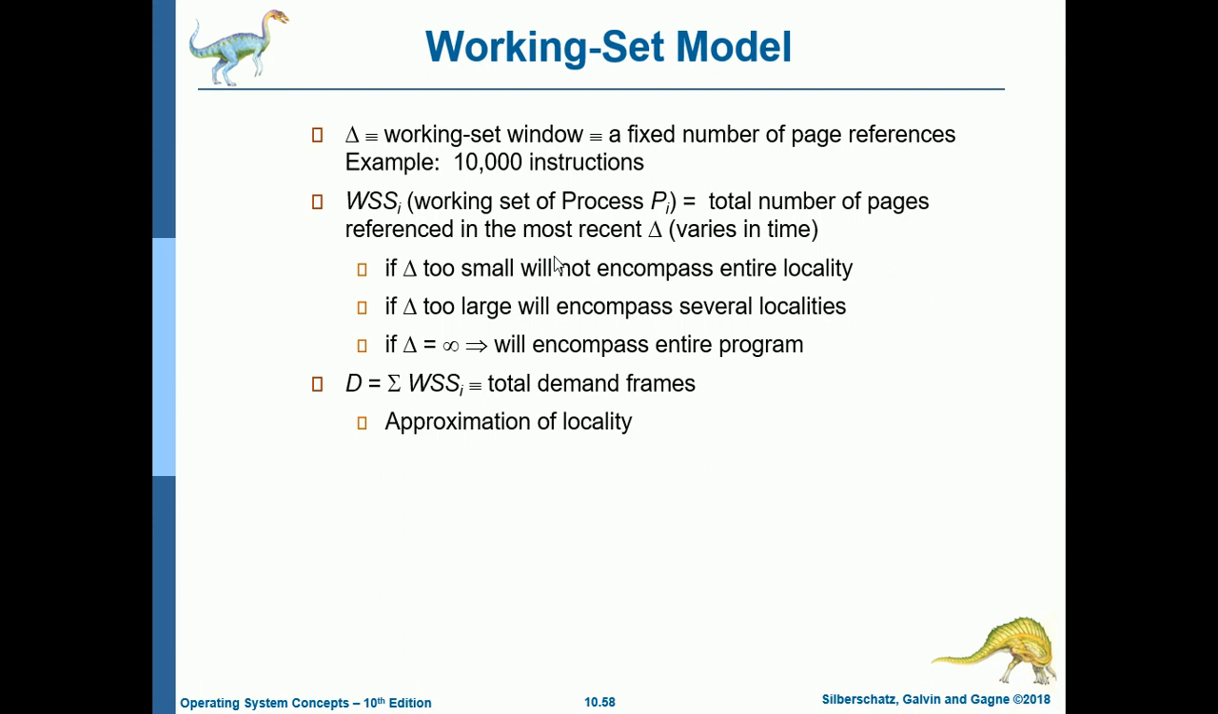D is equivalent to the summation of all the working set sizes WSS sub i of the processes P sub i, or the total demand frames. So demand is an approximation of locality.